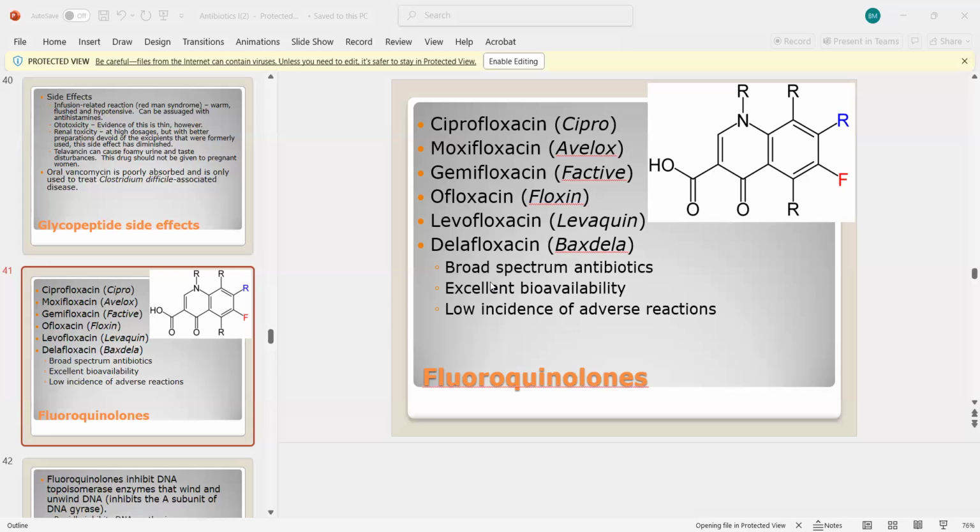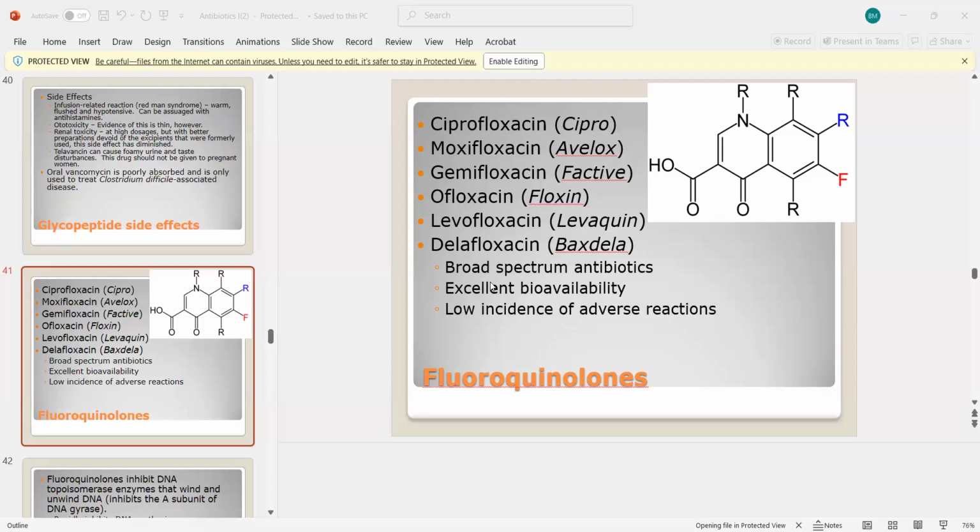So these are broad spectrum antibiotics that have excellent bioavailability, essentially, most of them 100% or close to it. They're pretty well tolerated, but they have a list of adverse reactions. We'll go over them because of that. They're not first line anymore, but they are first line for certain things, as we will see.